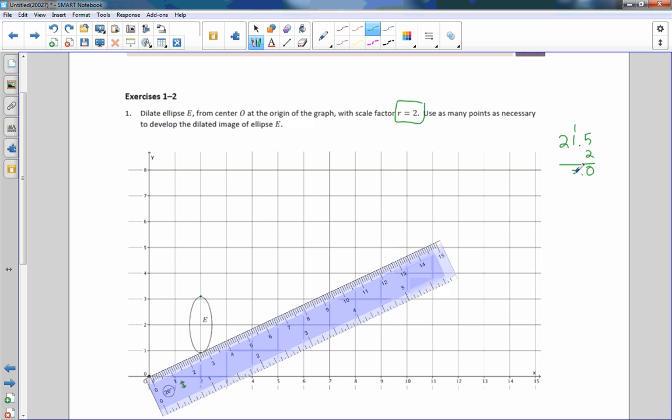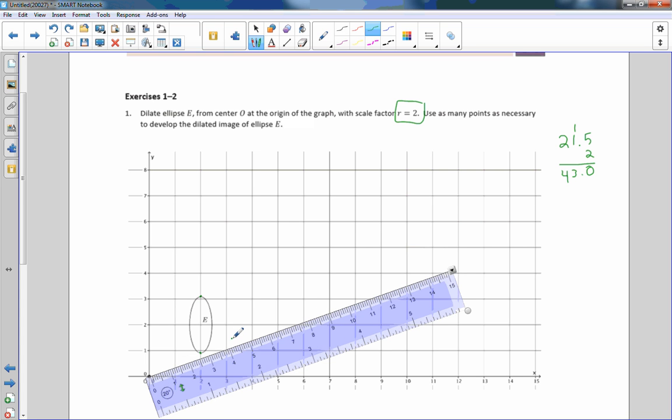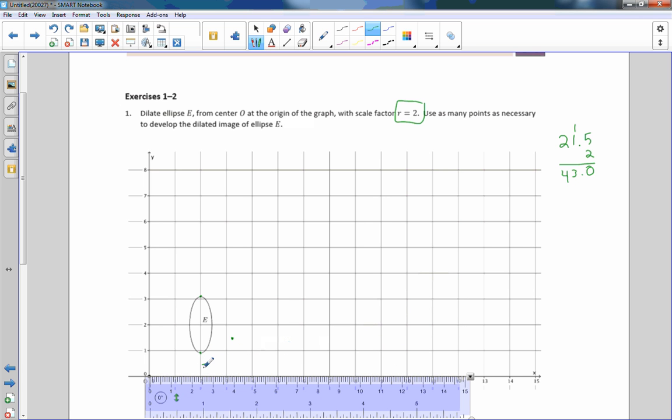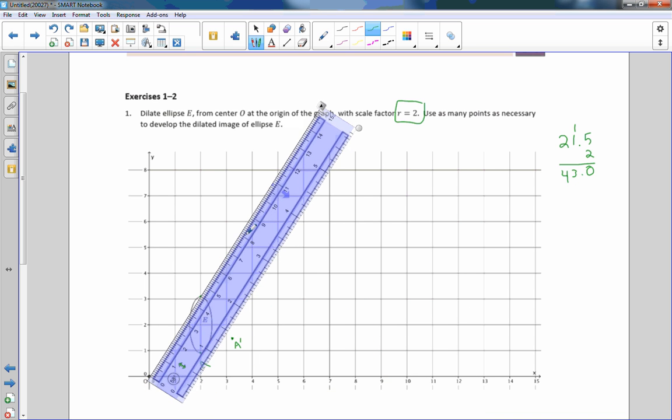is 43. I'm going to come out to 4.3, which is right here. So if I move that and put a dot there, I will call this A, and this A prime. Move my ruler up to the highest point here, and that is right at 45. 45 times 2 is 90, and I'm going to come out to 9. Okay, 45 times 2 is 90.